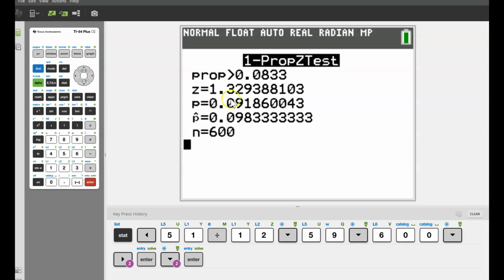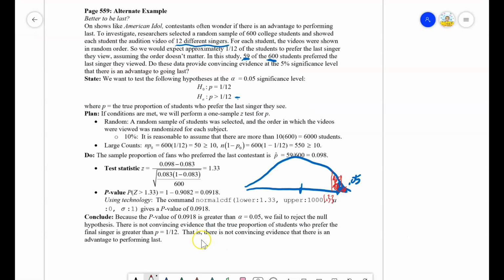Okay, so if this p-value is bigger than alpha, which in this case is 0.05, we fail to reject the null hypothesis. And you can see the last line here, we want to keep it in context. There is not convincing evidence that there is an advantage to performing last. There appears to be an advantage, but it's not statistically significant.